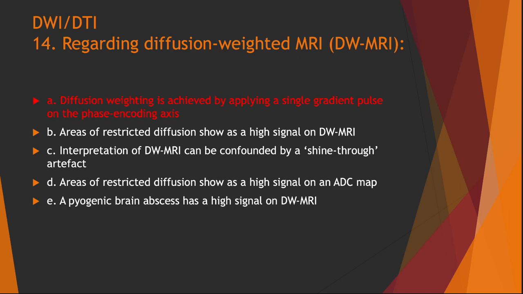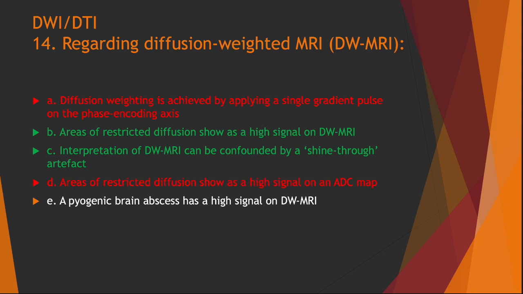Second STEM question: areas of restricted diffusion show as a high signal on DWMRI. Yes, we all know, we have been seeing diffusion day in and day out, that areas of restriction appear high signal. Interpretation of DWMRI can be confounded by a shine through artifact. Very much true. The effect of the diffusion gradient is to reduce the overall image intensity due to irreversible signal loss, and therefore we may sometimes confuse it with the T2 artifact.